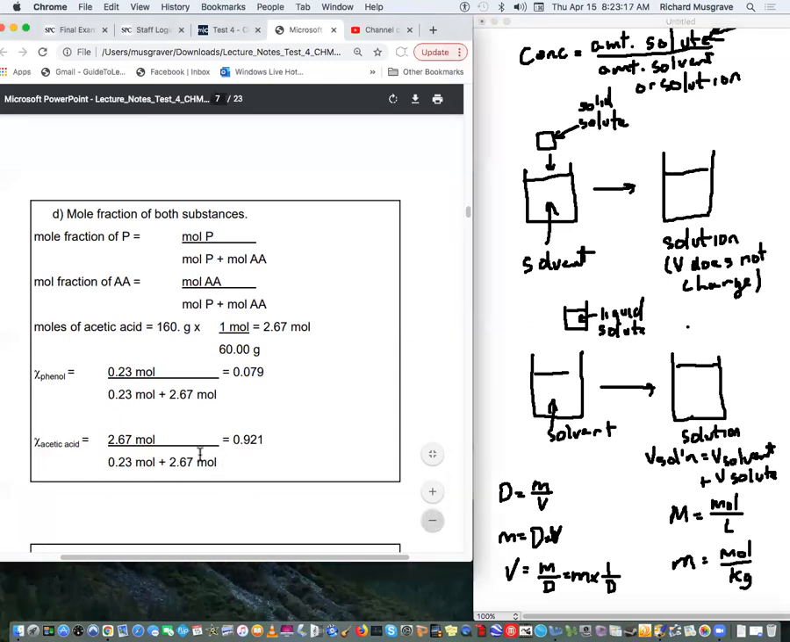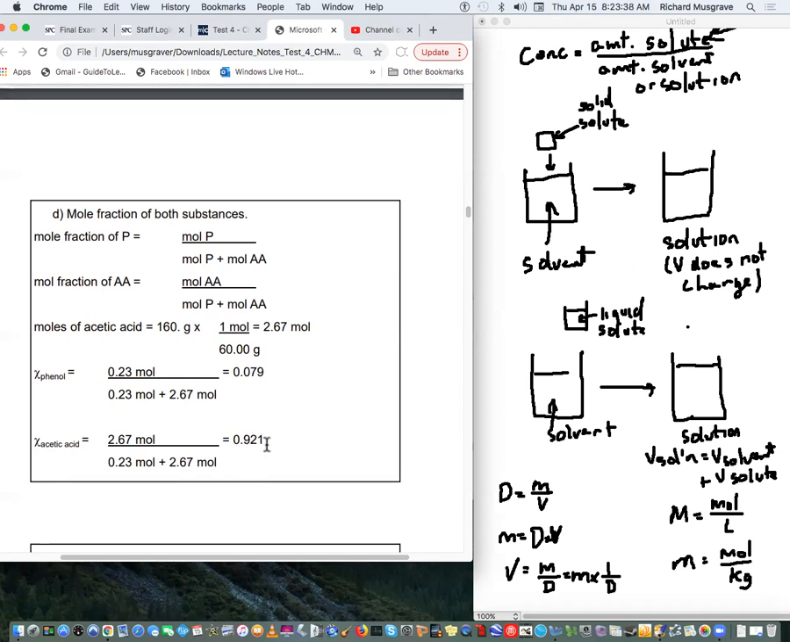To get the mole fraction of acetic acid, we use moles of acetic acid over again the moles of phenol plus the moles of acetic acid. And you can see we come out with 0.921 there as a result. If you look at these two, you'll notice something, and that is if you add these together, it comes out to 1, which is kind of what we expect.